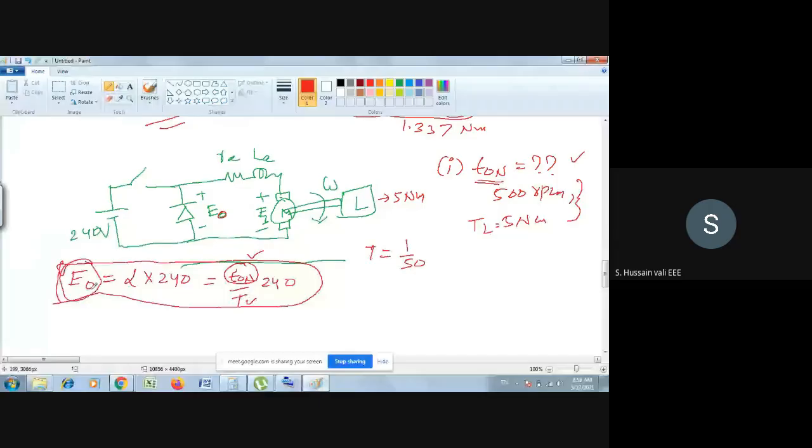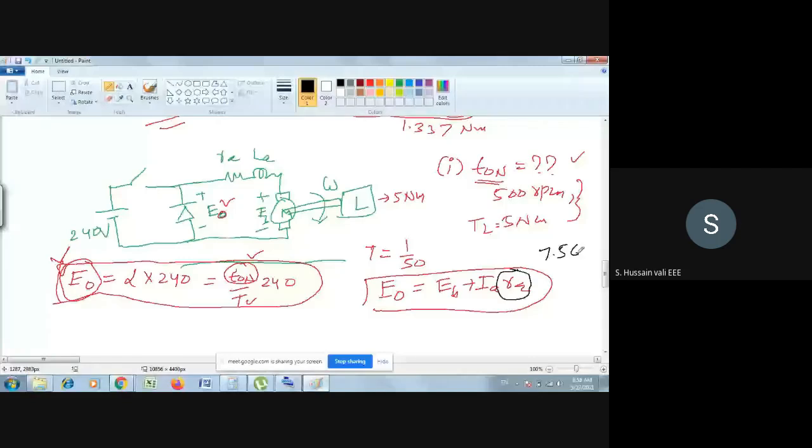How can I find out E naught? E naught is the input to the motor. So we have one equation: input to the motor E naught is equal to EB plus IA RA. We want to know what E naught is, so to find it we go for this equation. Nothing else is there. In this equation, what we know and what we don't know? RA value he has given in the problem as 7.56 ohm. Then EB value we have to find out. Then IA we have to find out. If we find out these three, we can substitute here and find out E naught.